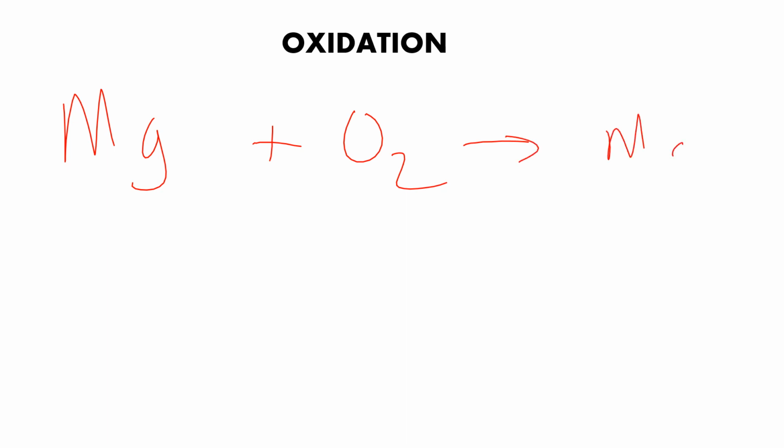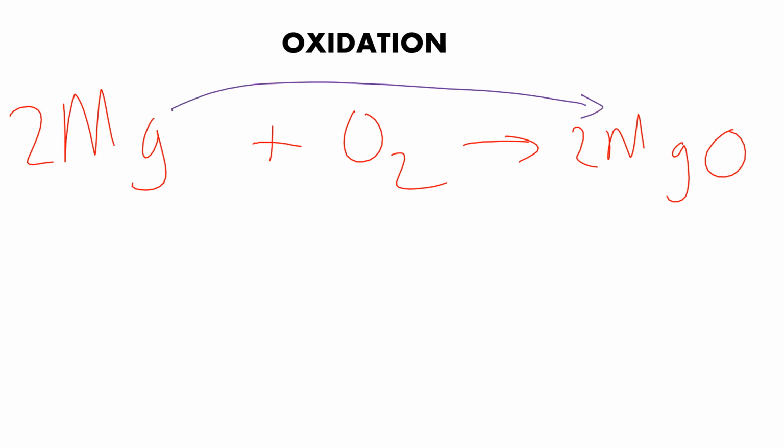is simply when an element reacts with oxygen, which obviously is where the term oxidation originated. For example, magnesium reacts with oxygen to form magnesium oxide, under the right conditions, of course. Need to balance that equation. So you would say that the magnesium has been oxidized to magnesium ions.